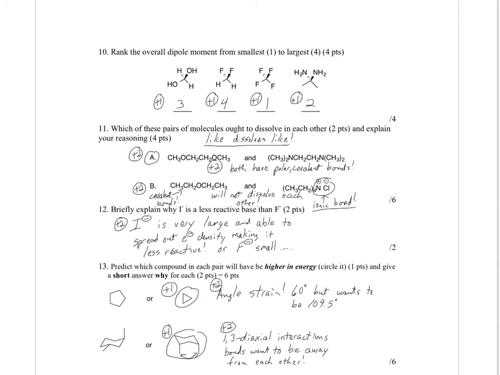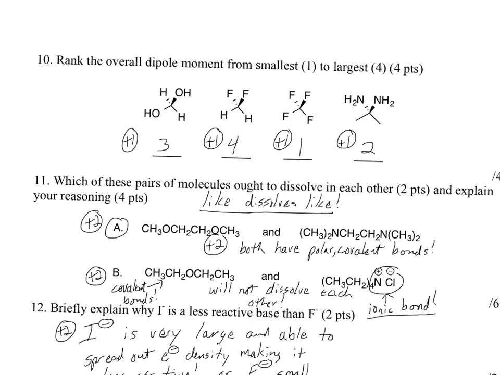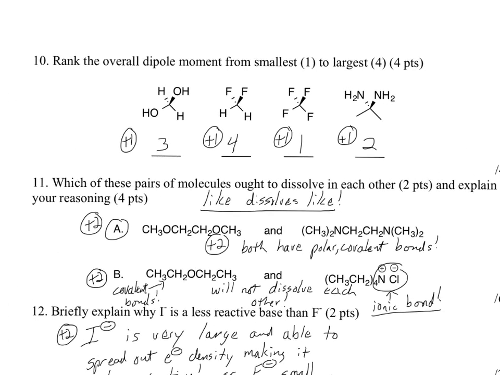Alright, the last page here, number 10, says rank the overall dipole moment from smallest to largest. So again, we're looking here for polar covalent bonds. And not just polar covalent bonds, but also the three-dimensional structure of them and how that relates.